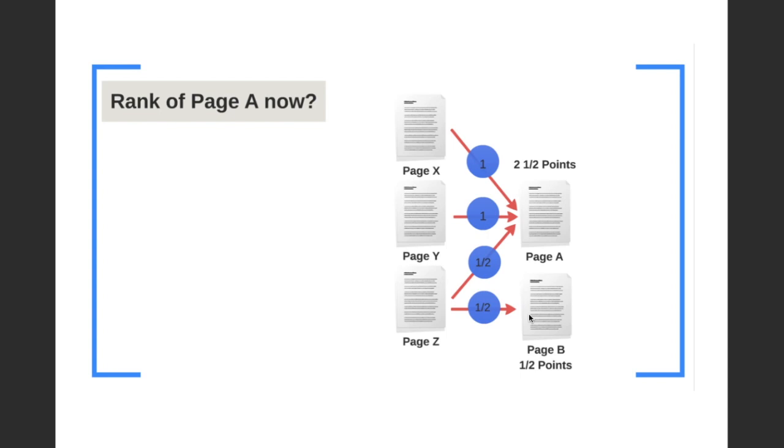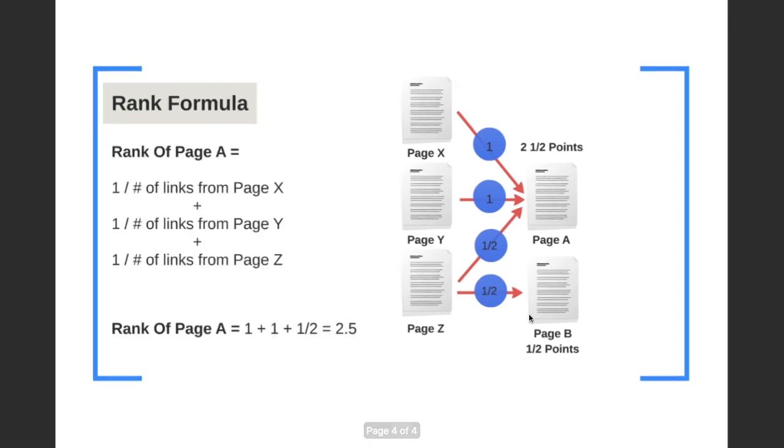So by this we can generalize and create a formula to calculate the page rank, okay? So this is the formula: 1 by number of links from page X plus 1 by number of links from page Y plus 1 by number of links from page Z. So this will total up to 2.5. So out of page A and page B, in this screen we have page A as the winner, means it will be of higher priority than page B.